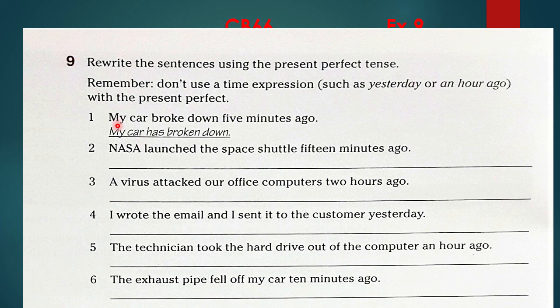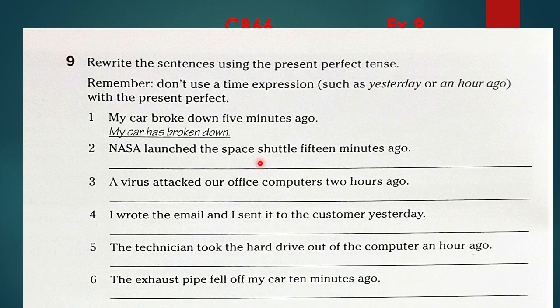Okay, so look at the example. My car broke down 5 minutes ago. Look here, broke is past simple, and we use it with ago. It broke down 5 minutes ago. Now we want to change it into present perfect. We say, my car has broken down. So here we delete the time expression. We can't say 5 minutes ago. My car has broken down. The time here is not mentioned. Yeah, my car has broken down in the past, but when it's not mentioned. Okay, so it's indefinite time.